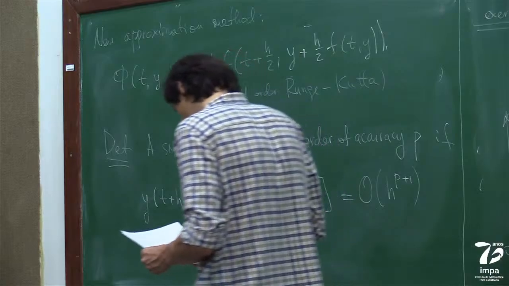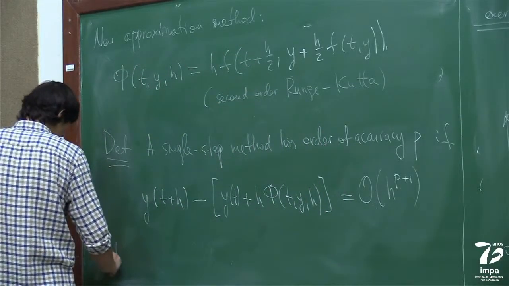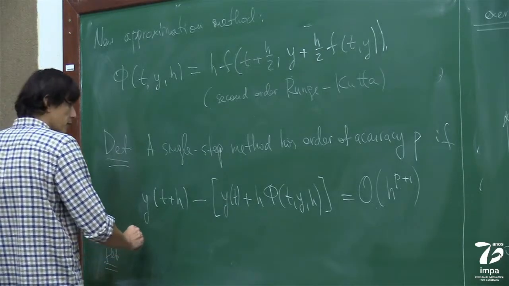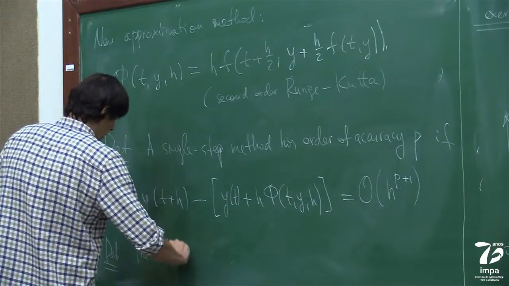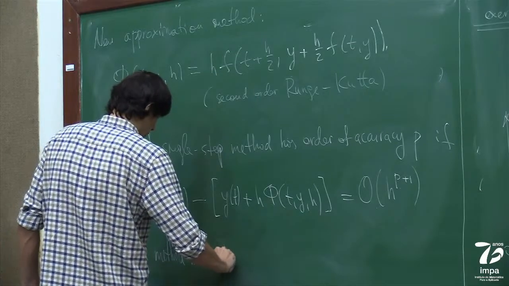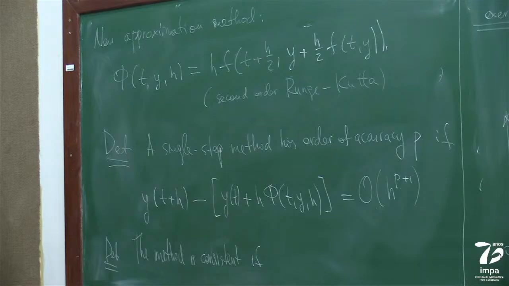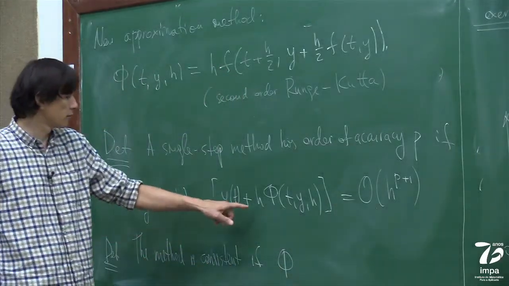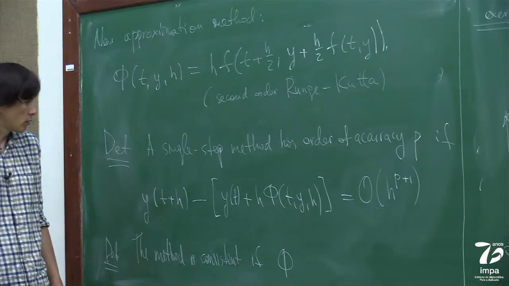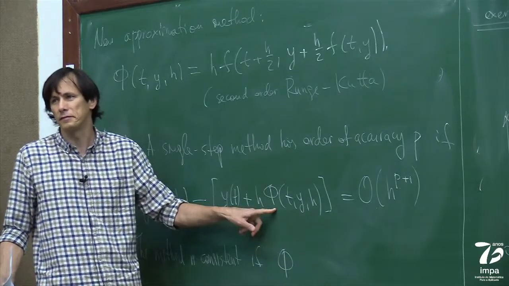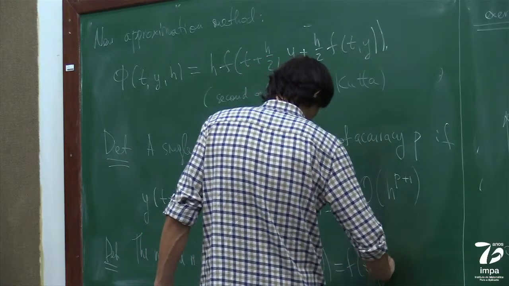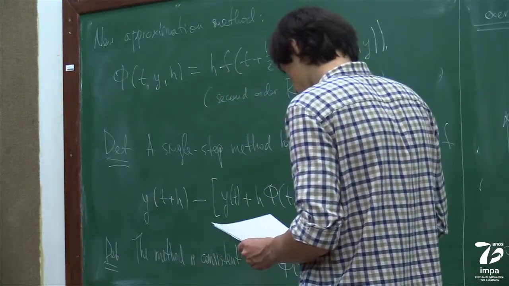Then there is another definition, which we almost always want to have: that the method is consistent. The method is consistent if, when the step becomes smaller and smaller, this should become closer to the correct value, and this means that phi should approach the derivative. Here I implicitly assume that there is continuity in h, but this is always the case.